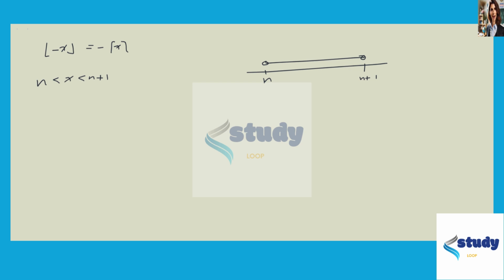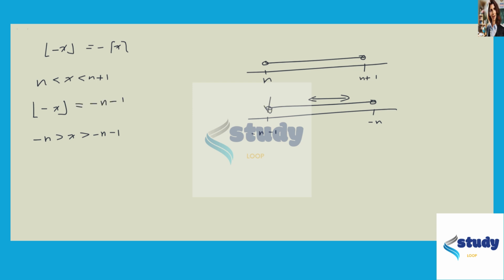Okay, then the floor of minus x, well, we have minus n is greater than x is greater than minus n minus 1. So then we set up a new interval, and minus n, then x lies somewhere between here. So then the floor of minus x is just simply going to be this point right here. So this point will just be minus n minus 1.